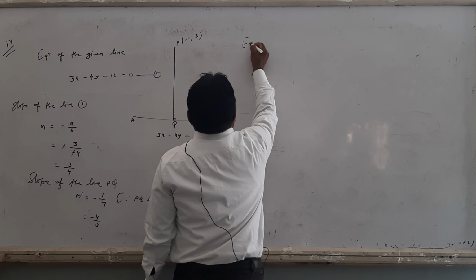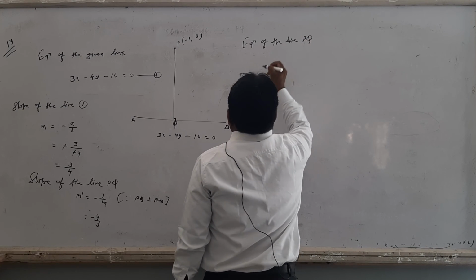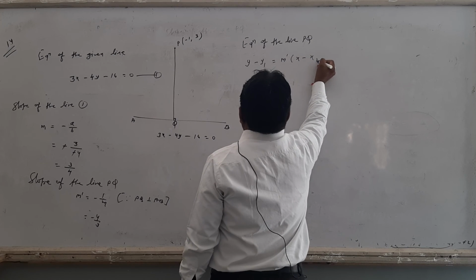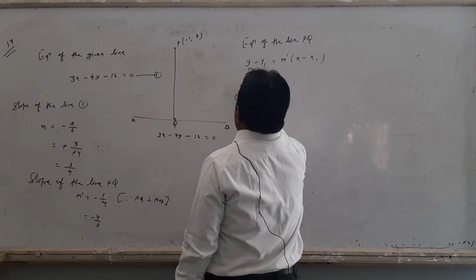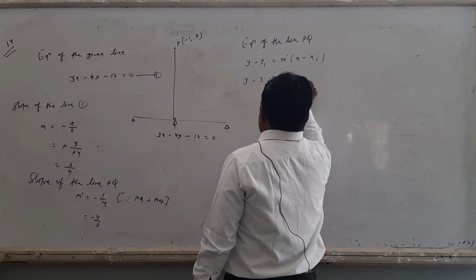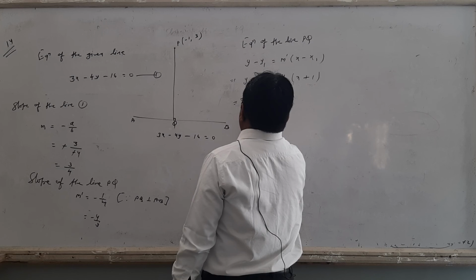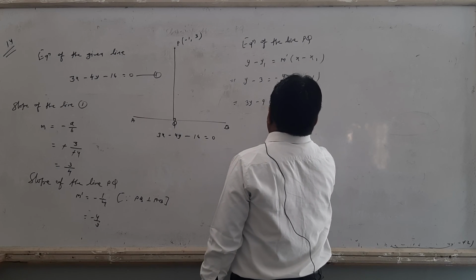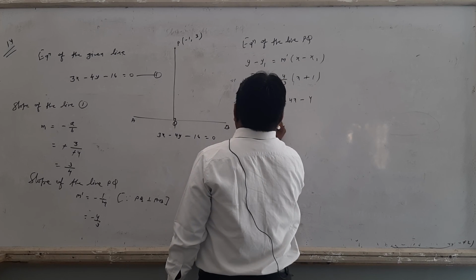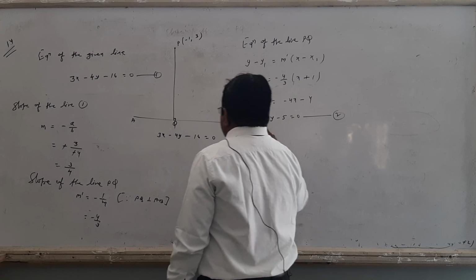And now find the equation of line PQ. The formula is y minus y1 equals m times x minus x1. Here x1 is minus 1, y1 is 3. So y minus 3, with slope m dash equal to minus 4 by 3, times x minus x1, that is x plus 1. Cross multiplying by 3, 3y minus 9 equals minus 4x minus 4. That means 4x plus 3y minus 5 equals 0. This is equation second, the equation of line PQ.